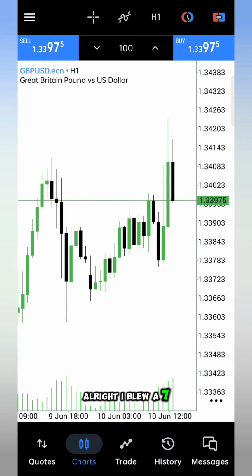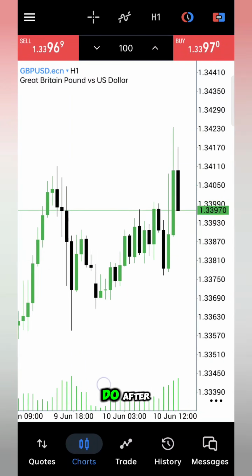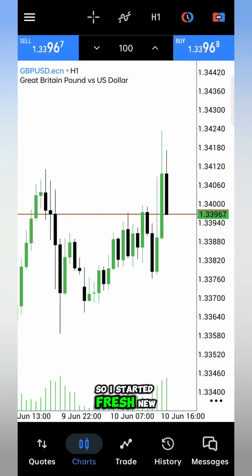All right, I blew a $7 account, and yeah, that happened. But here's the thing. In trading, losses are just part of the game. What matters is what you do after. So I started fresh, new account.